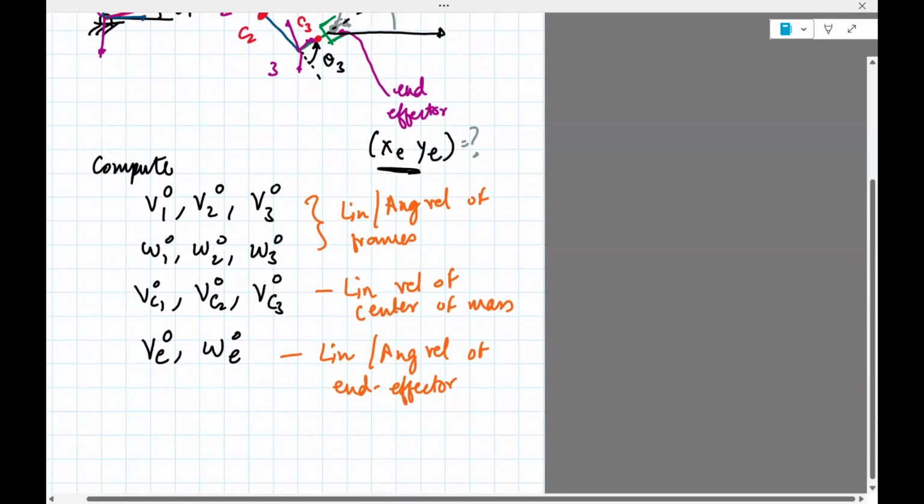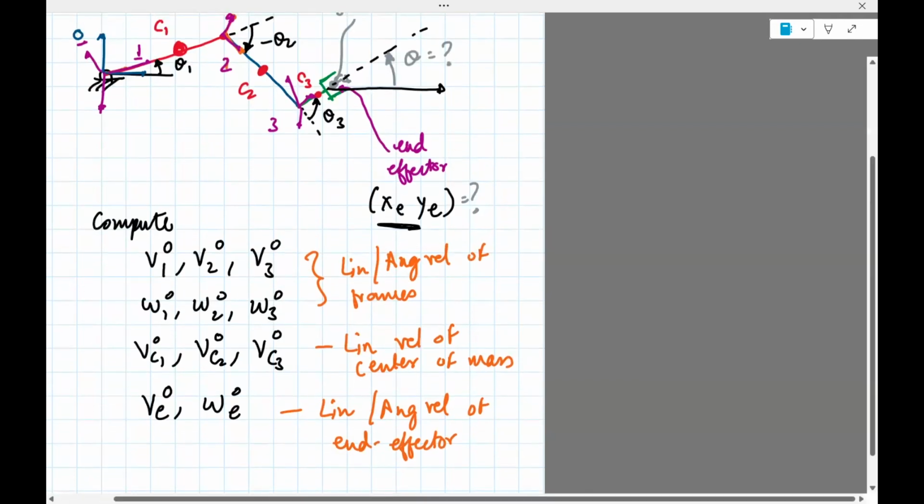Now I did not put the angular velocity of the center of mass because the angular velocity of the center of mass is pretty much the angular velocity of the frame. So it's the same thing. You don't have to really compute that. Okay, so what I'm going to try to do now in the next seven minutes is to write down formulas for V1, V2, and so on. And then we'll take those formulas to Python, and that'll give us a way in which we did the calculations ourselves, but then we'll verify that with MuJoCo.